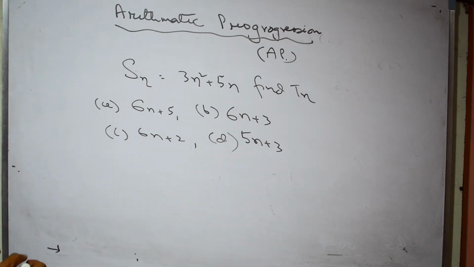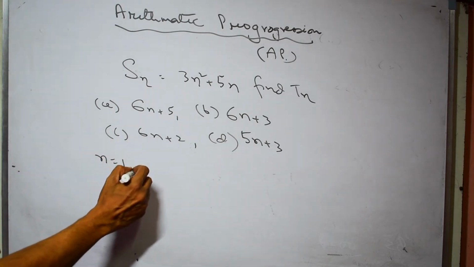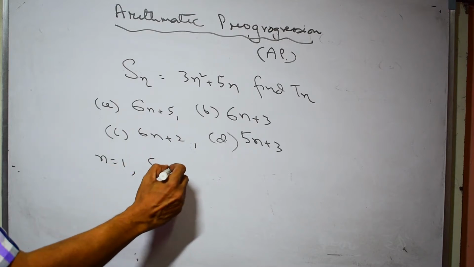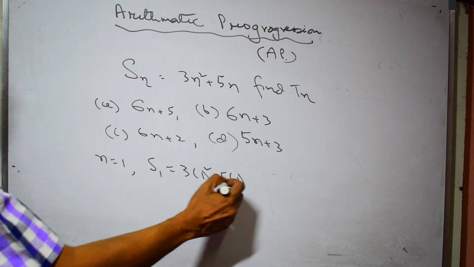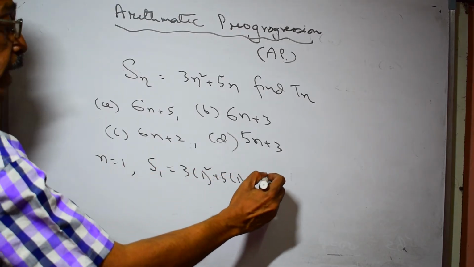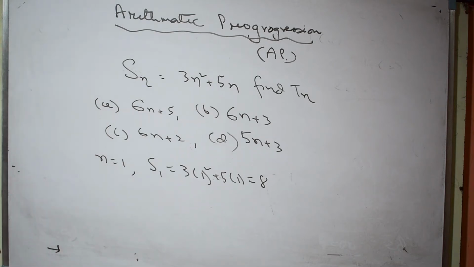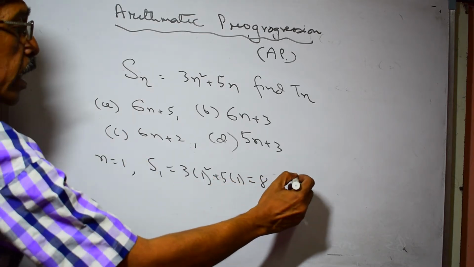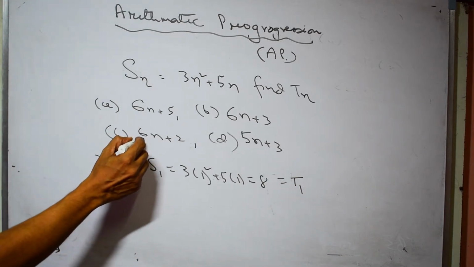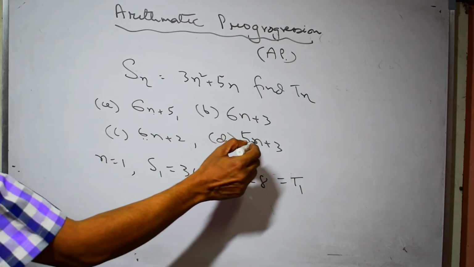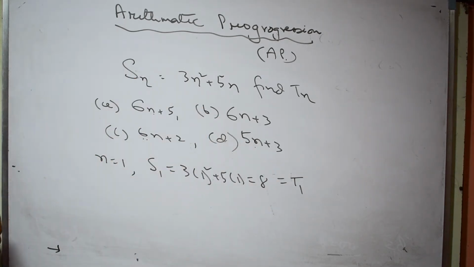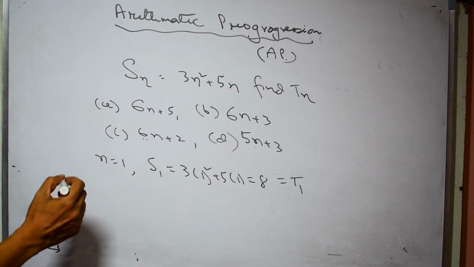Now the question is how to find this. The idea is very simple. Take n equal to 1 to know the first term. Instead of n we put 1, so it will be 3 into 1 square plus 5 into 1, that is 3 plus 5, which is 8. Now if you put n equal to 1 in the options, it should give the first term. The first two options are not 8, so our option may be C or D, because 5 plus 3 is also 8. So we have some confusion.